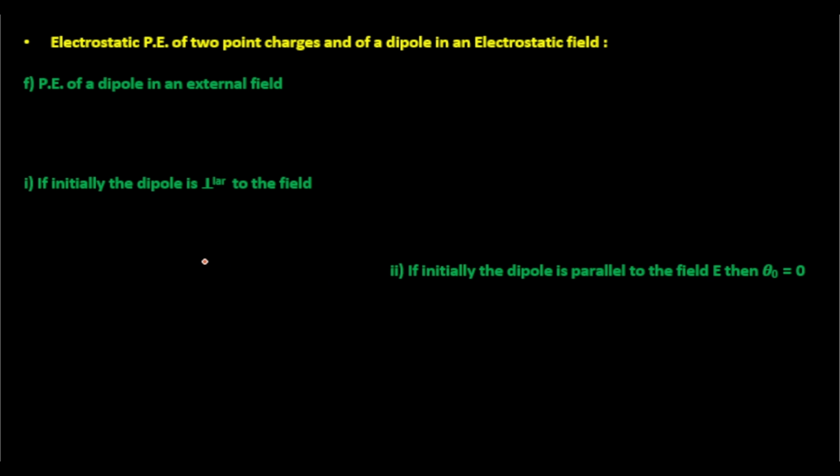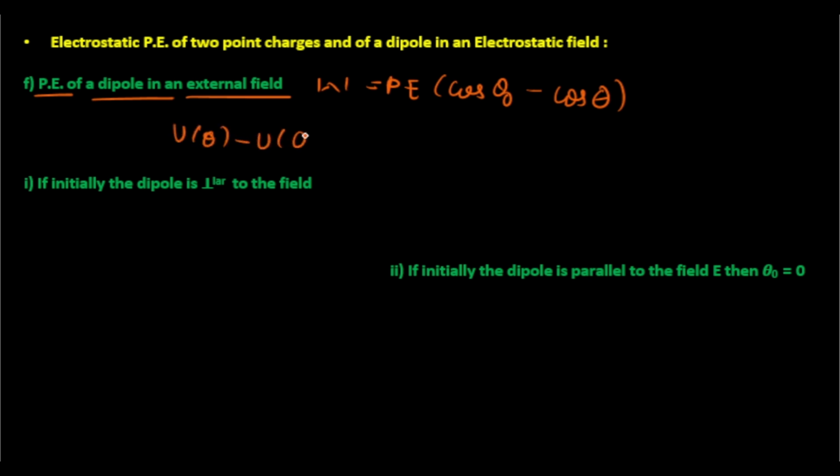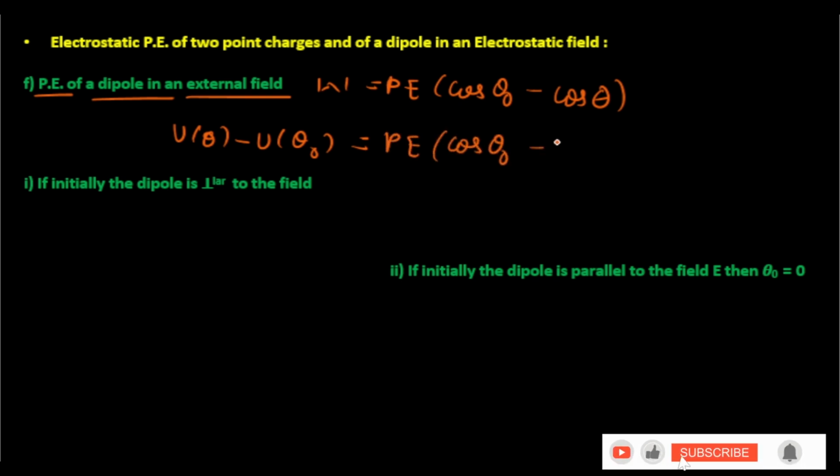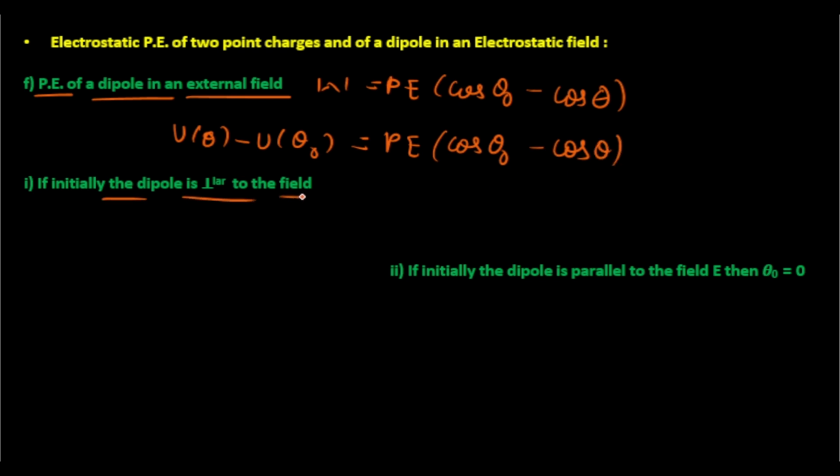Electrostatic potential energy for two point charges and for a dipole in an electrostatic field. Potential energy for a dipole in an external field: W = pE(cos θ₀ − cos θ). This work done is stored in the potential system. So U(θ) − U(θ₀) = pE(cos θ₀ − cos θ). Now, if initially the dipole is perpendicular to the field E, that is θ₀ = π/2.